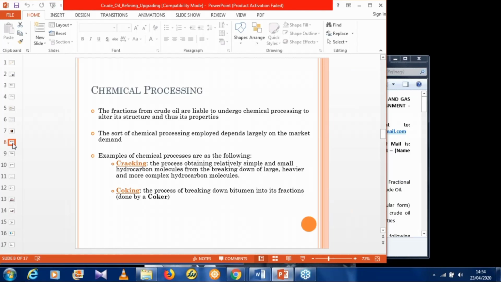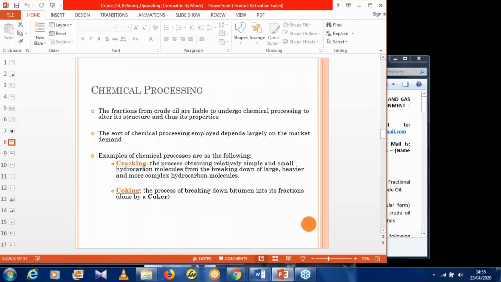Now the chemical processing: the fractions of crude oil can undergo, like I was saying much earlier, chemical processing to alter their structure or their properties. You understand that? So if you have smaller chain hydrocarbons and we are combining them, for instance, we are going to have a larger component. So their structure will already be altered in so doing. Alright, the sort of chemical process employed depends largely on the market demand. I explained that earlier.